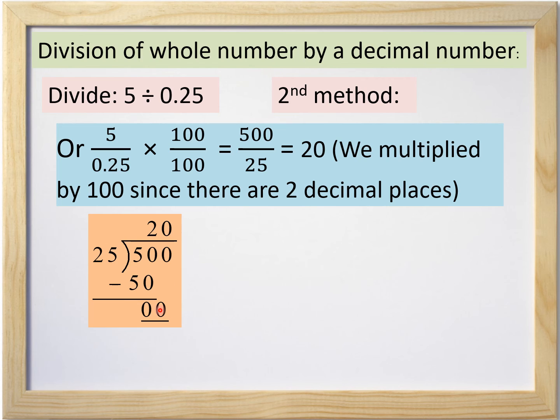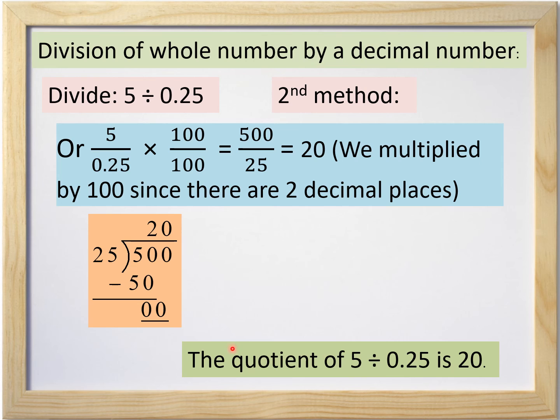But children, can we divide 0 by 25? No. So 0 by 25 is equal to 0. So we'll put 0 in the quotient. Understood, children? So the quotient of 5 divided by 0.25 is 20. Is it clear, children?